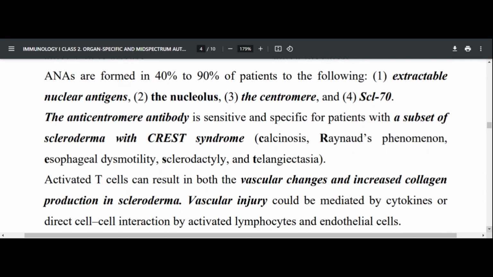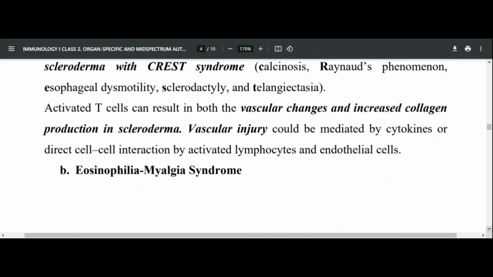So activated lymphocytes can result in both the vascular change and increase in collagen production in scleroderma, and vascular injury can be mediated by cytokines or even direct cell-to-cell interaction by activated lymphocytes and endothelial cells. So activated lymphocytes can interact with the endothelial cell, and this can lead to scleroderma formation in the blood vessels, and also destruction and production of collagen.